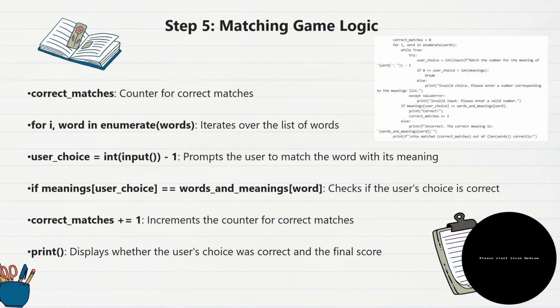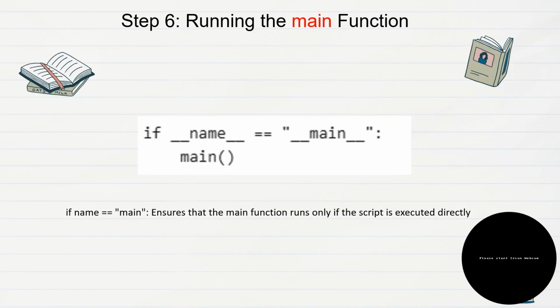Step 5. Matching game logic. Just some simple things to record and correct. I will simply introduce it in this part. When the user chooses the answer, it will show whether it is correct or not. If not, the correct answer will be provided. Every correct answer will be counted by adding 1 point to correct matches. Step 6. It's just to ensure the main function runs only if the script is executed directly.